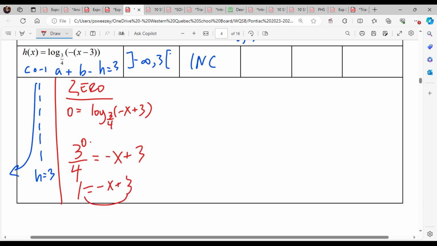And then bring that over. Essentially, we're going to end up with x equal to negative 2 divided by the negative, positive 2. So my zero is going to be at (2, 0).